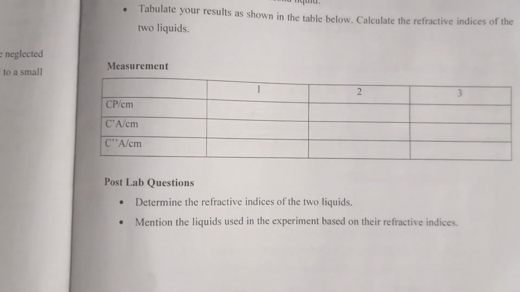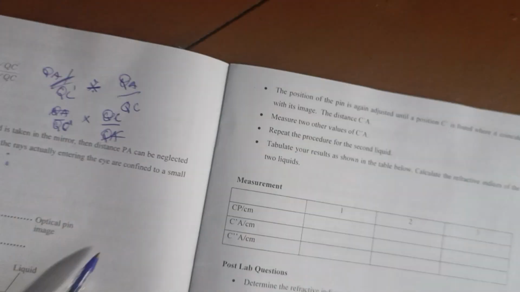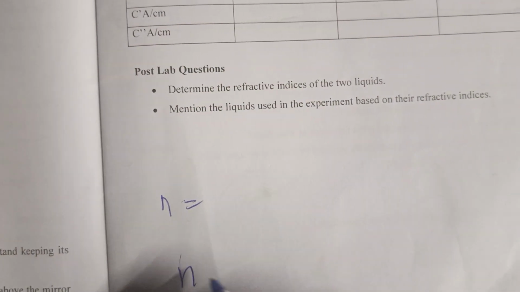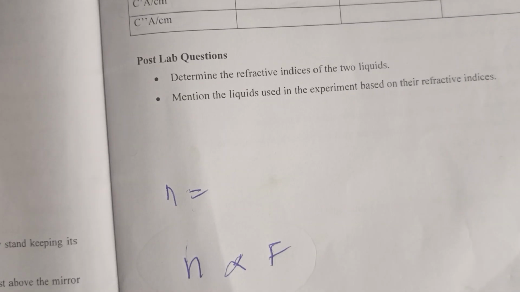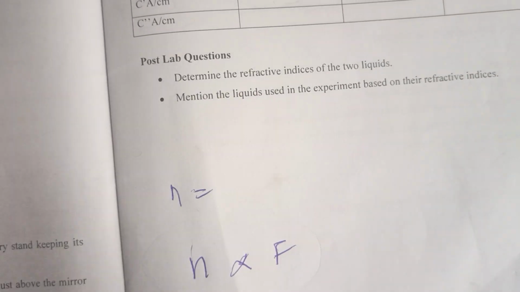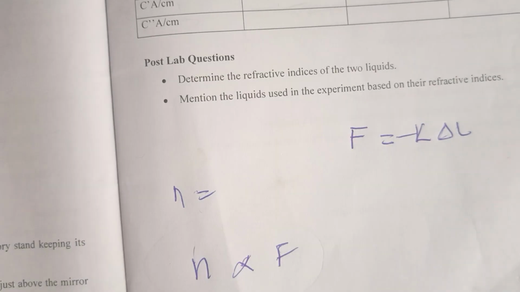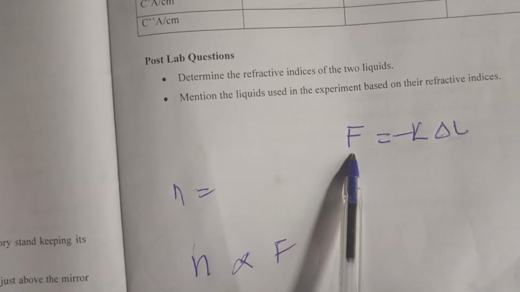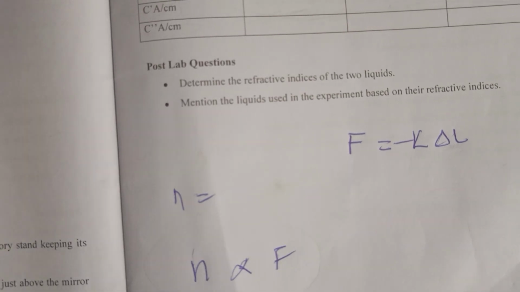Now for the relationship between force and the bending of materials, first of all, there's no relationship between refractive index and force. There's no relation between this, but there's a relation between force and bending of materials, which is F equals K change in L, right? So this is the deformation. This is force, and this is the constant.